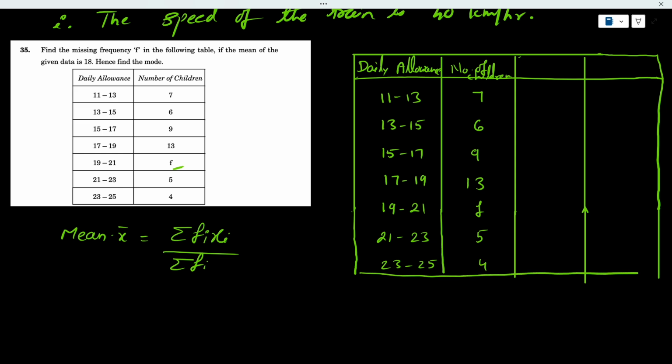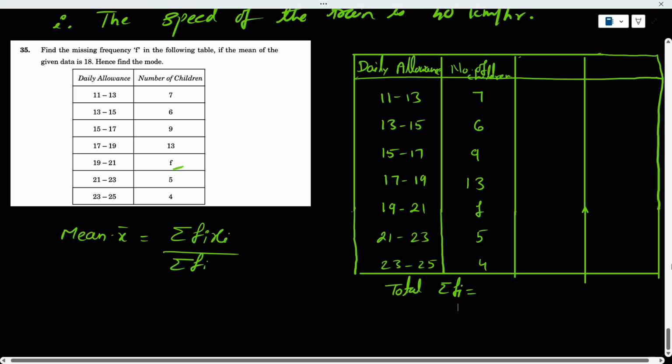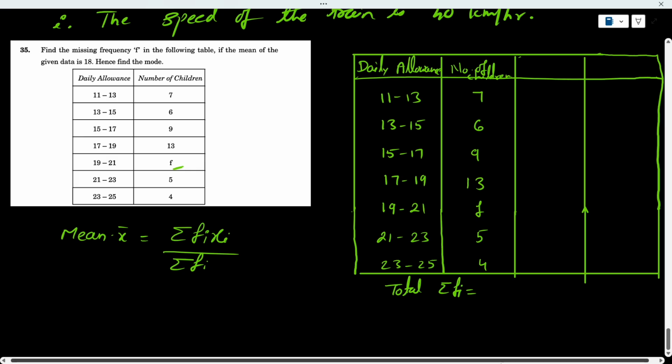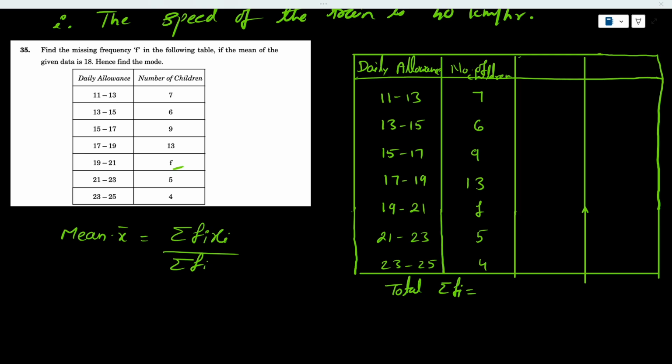Now I can draw the horizontal line, and here you can write total. So what is going to be sigma fi? The sum of all these, right? You can add here vertically: 7 plus 6 is 13, 13 plus 9 is 22, and then 22 plus 3 is 25, 25 plus 5 is 30, it's 34. But before that, you should have plus f also, right? So plus f, and here 3 and 1, 4, correct? So what is sigma fi? It is 44 plus f.